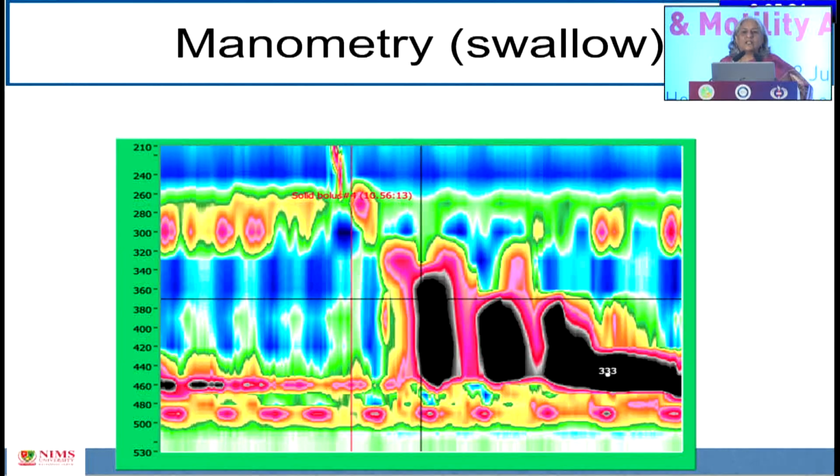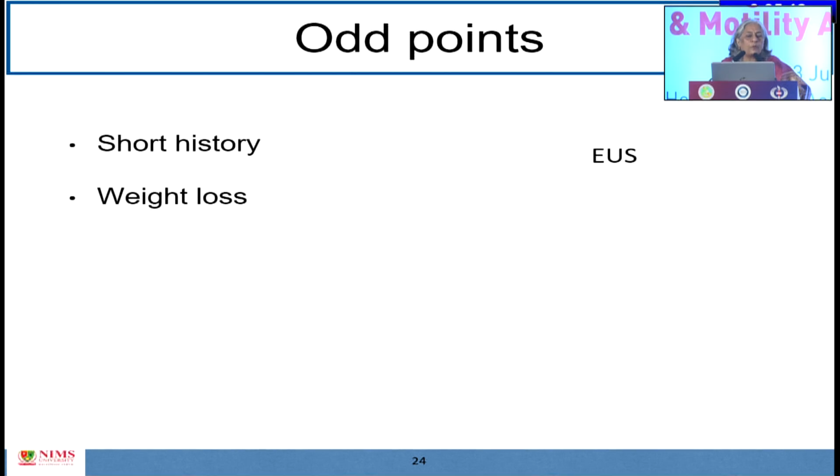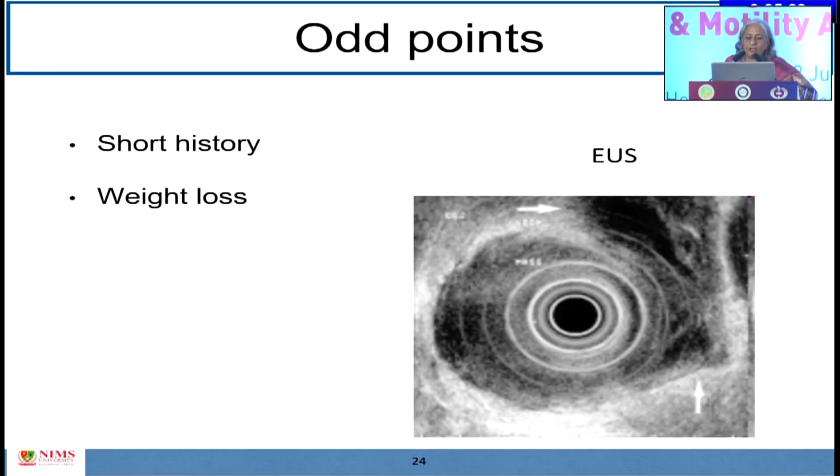So on giving the swallows, we saw this spasm, and the highest amplitude that we saw was 333 millimeters of mercury. Got us worried. So what was the odd point? This was a short history. There was weight loss. Therefore, we asked for an EUS, and there was a submucosal lesion sitting there.